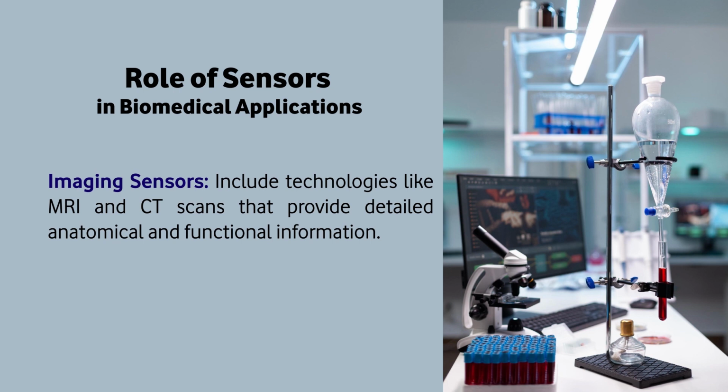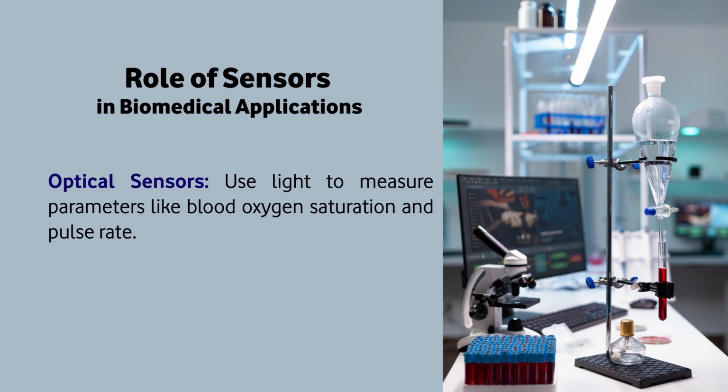Imaging sensors include technologies like magnetic resonance imaging and computed tomography scans that provide detailed anatomical and functional information. Optical sensors use light to measure parameters like blood oxygen saturation, SpO2, and pulse rate. Examples: ECG, EEG, blood pressure monitors.